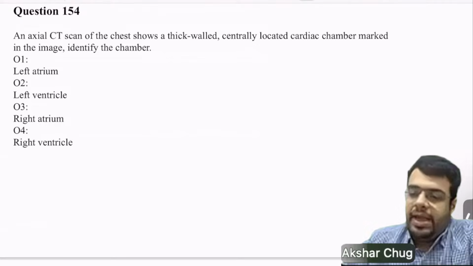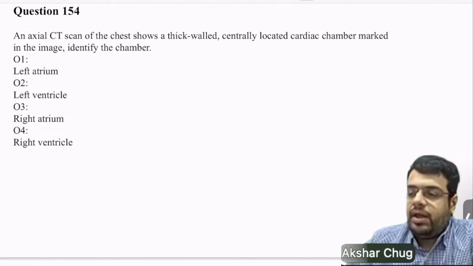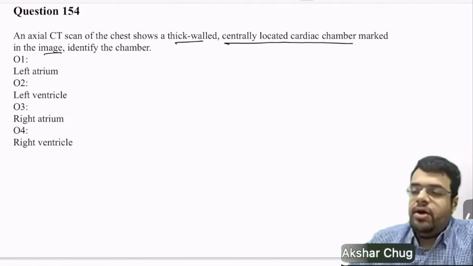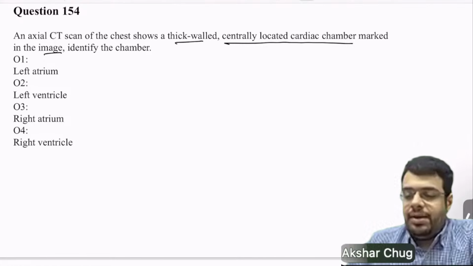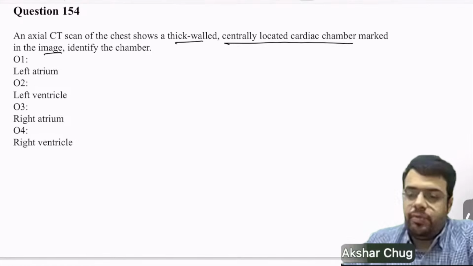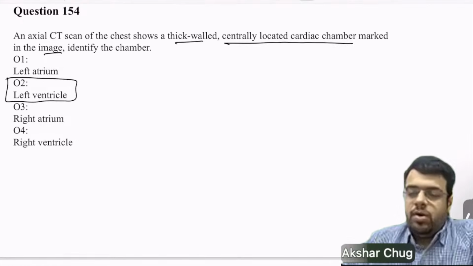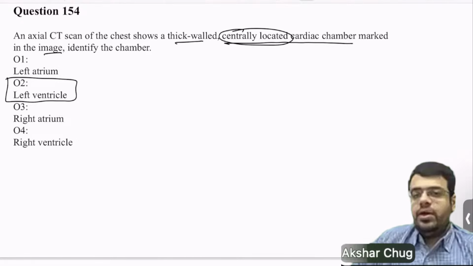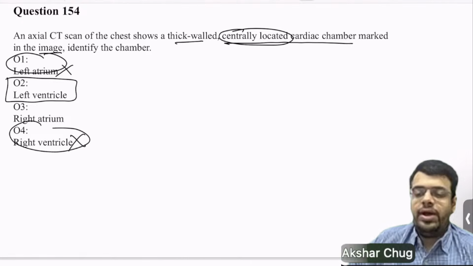The axial CT scan of the chest shows a thick-walled, centrally located cardiac chamber marked in the image. The image showed the left ventricle to be the mark. So basically, how to rule out options? It is said centrally located. So even without the image, I could rule out right ventricle and left atrium. The reason being the left atrium is the most posterior chamber, whereas the right ventricle is the most anterior chamber.